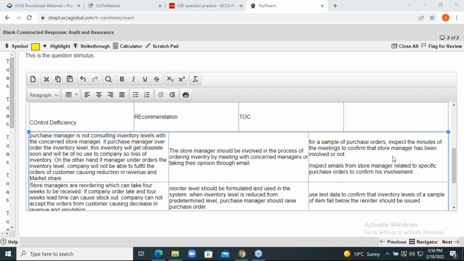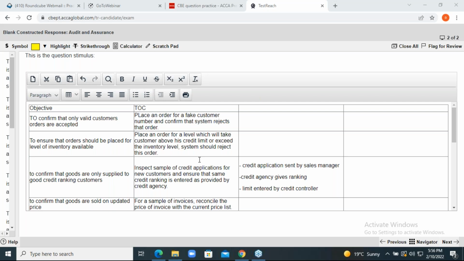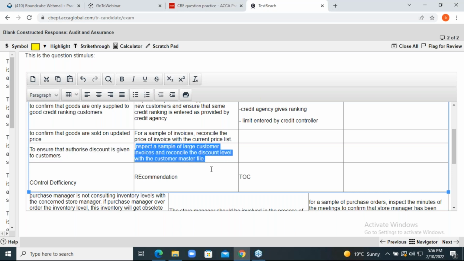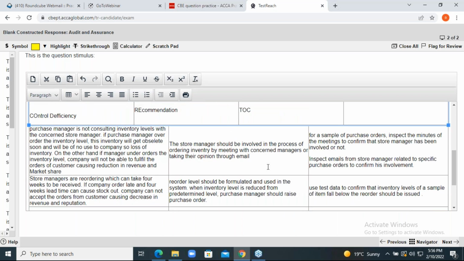Okay, last test of control. Okay, you want to see the last test of control. Now this was the table where we linked the control objective and the test of control. This is the last test of control. You can take a picture of that.